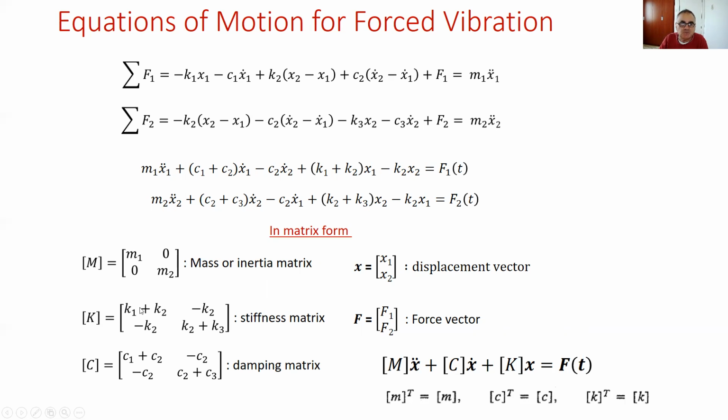For example, the mass matrix contains M1 and M2 in the diagonals. The stiffness matrix contains K1, K2, K3, and negative K2s in the off-diagonal terms. And the damping matrix is structurally similar to the stiffness matrix. The force and the displacement are now vectors in 2 dimensions. Another thing is that the mass, stiffness, and damping matrices are symmetrical. That is, their off-diagonal elements are always the same.